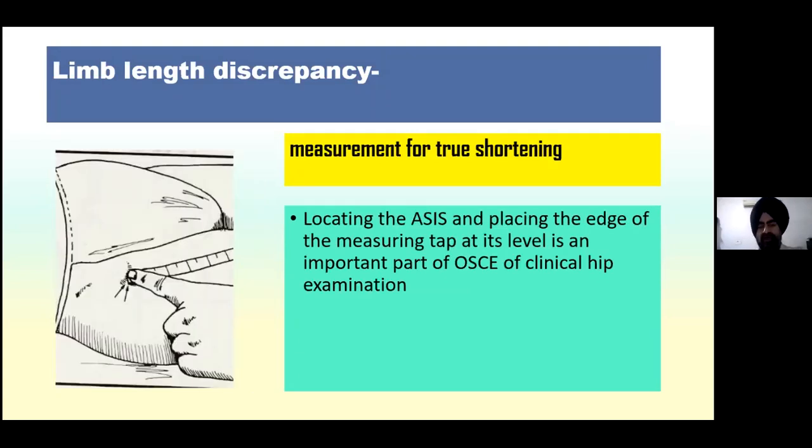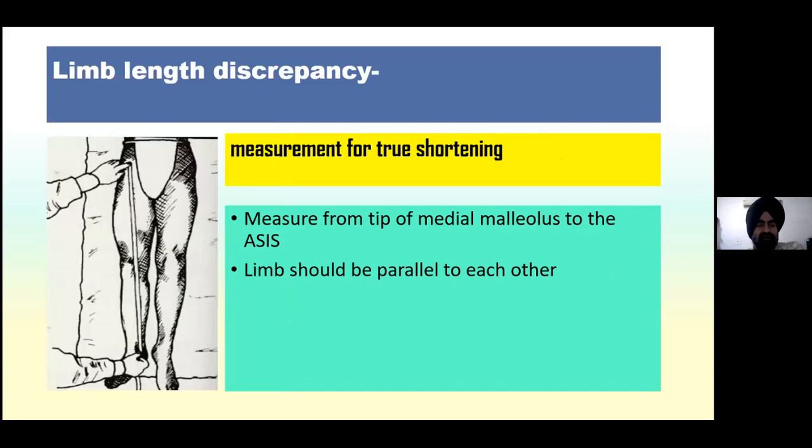How will we measure the whole limb? Locating the ASIS and placing the edge of the measuring tape at its level is an important part of what we are doing these days. We are doing objective structured clinical examination for assessment of the undergraduate students. So it is an important part of the OSCE of the clinical hip examination. So the student should know how to keep his measuring tape at the level of the ASIS. Then he should be able to keep the other end of the tape at the level of the medial malleolus, and this is how the measurement is done.